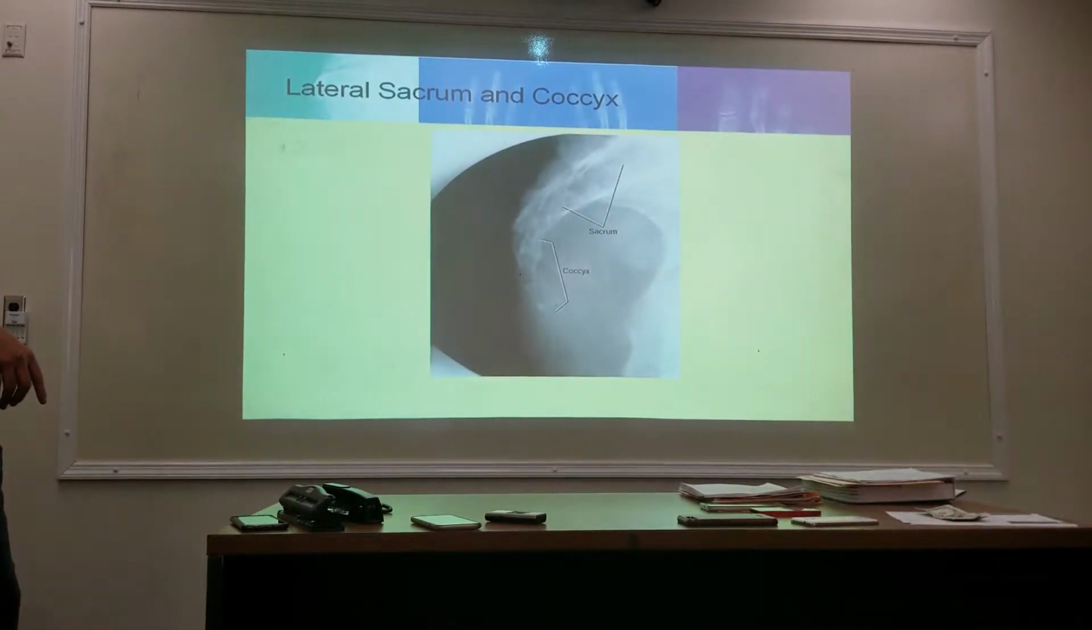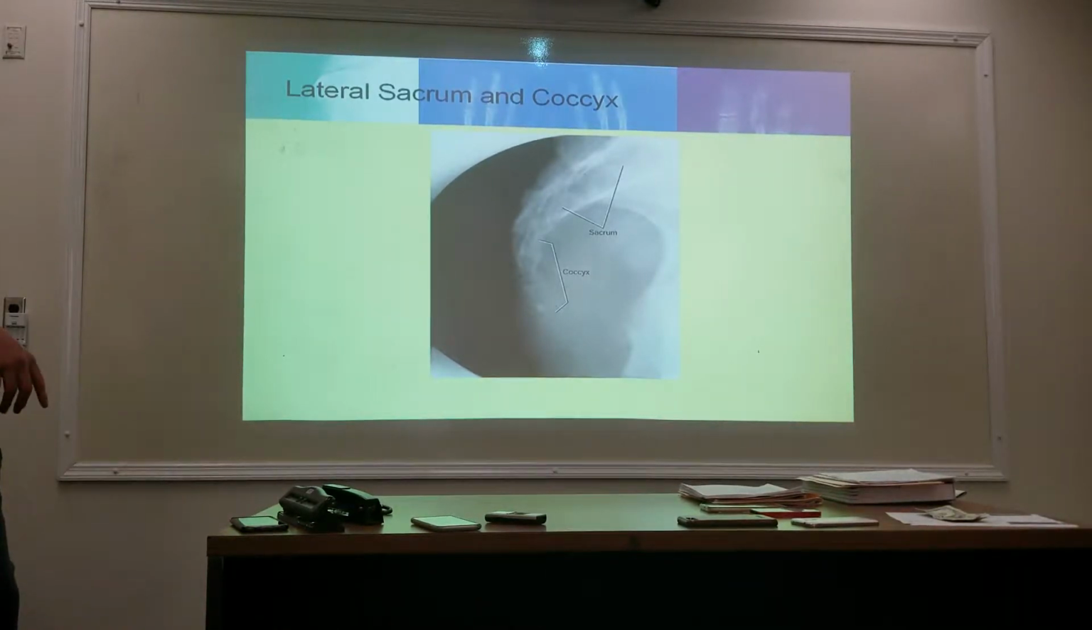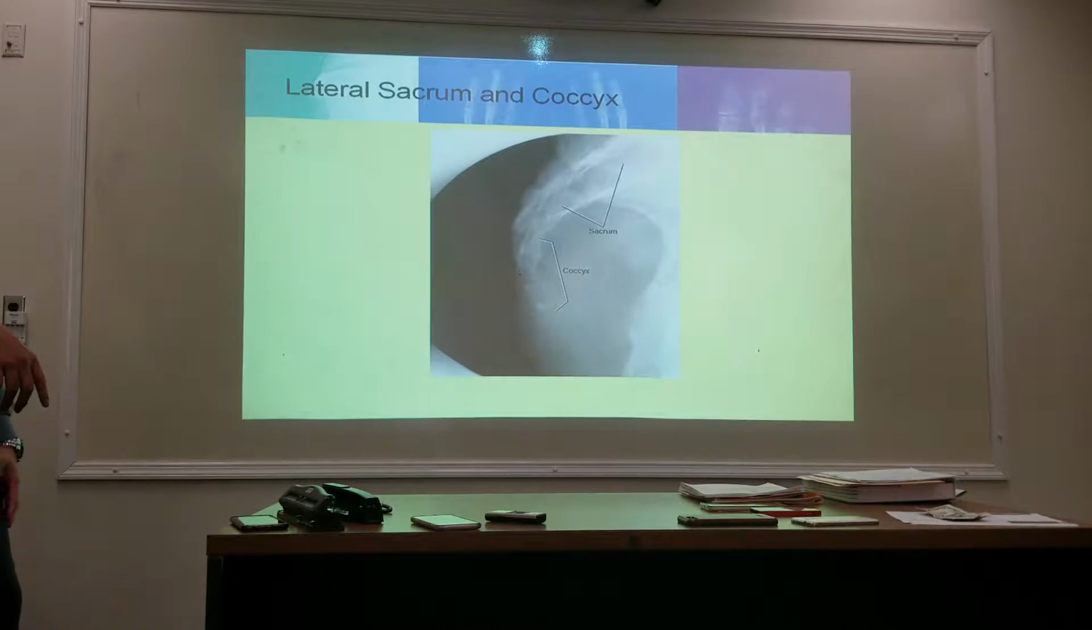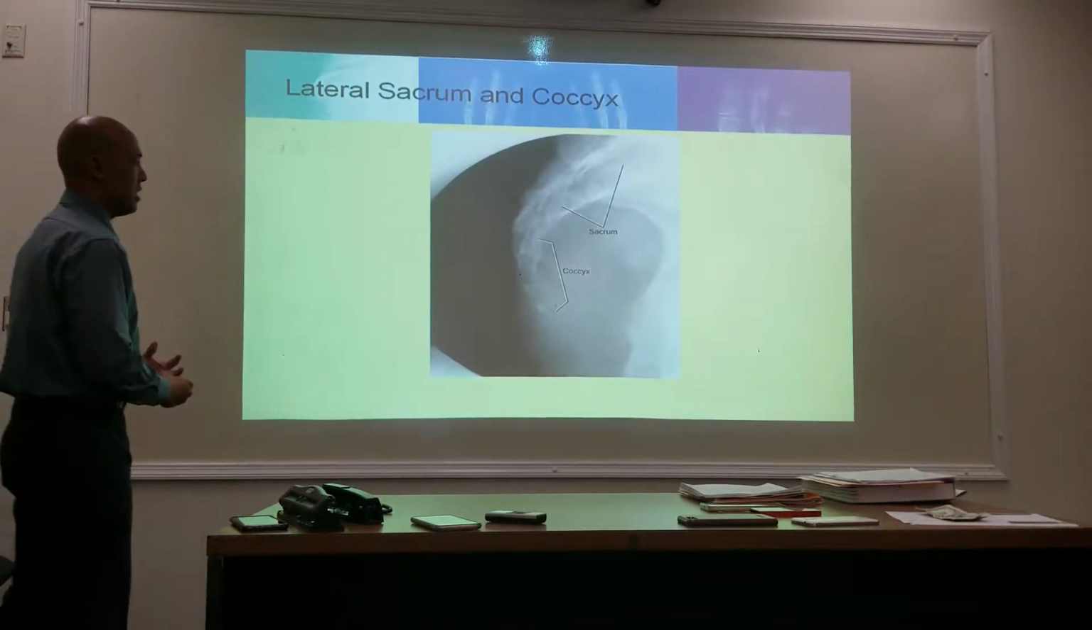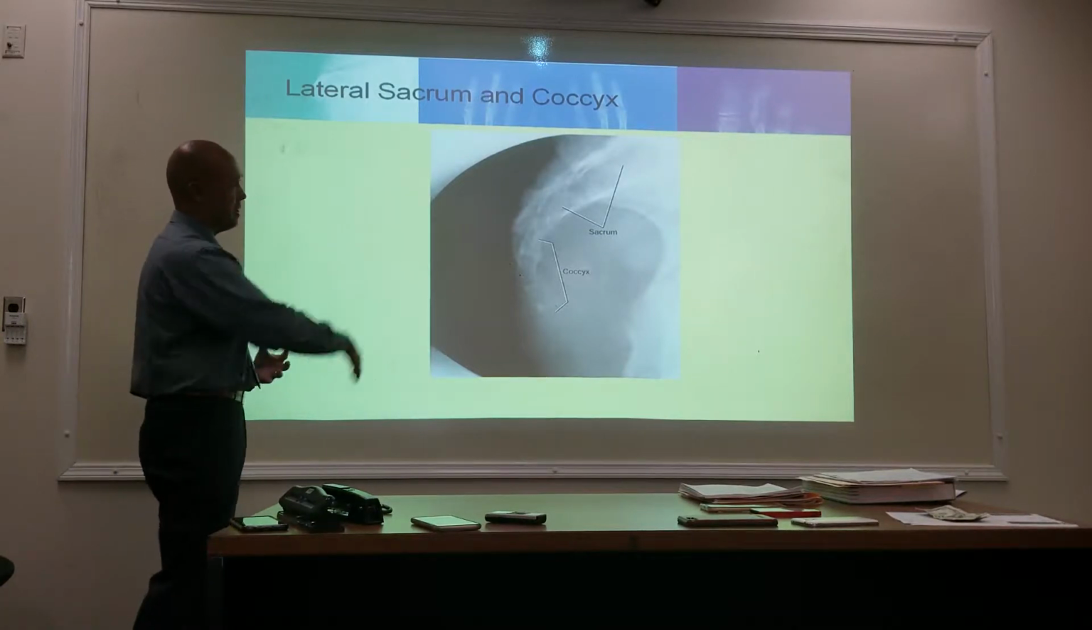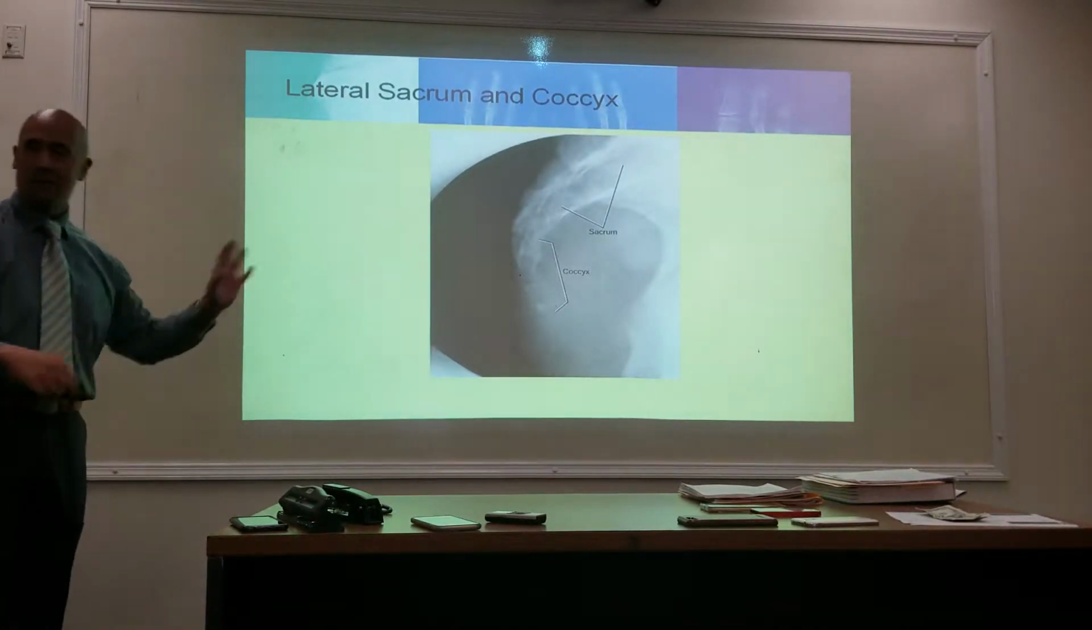Okay, so this picture we have here says it's a lateral sacrum and coccyx. It's demonstrating a sacrum and a coccyx, but this is actually a lateral of the coccyx. We're missing the top part of the sacrum. So we'll talk about that later on.